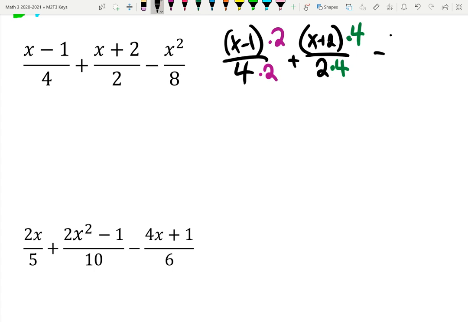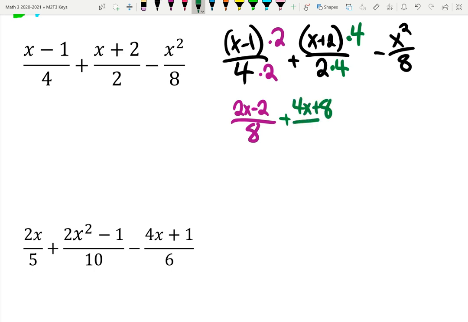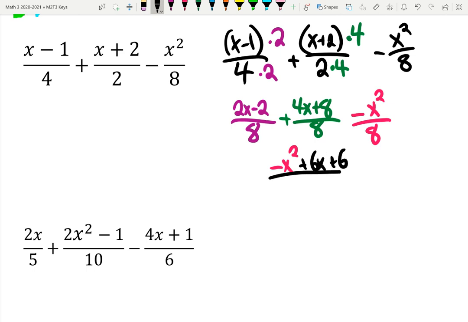And then this last guy, minus x squared over 8. I actually don't even need to change it because I'm changing the other two fractions to have a common denominator. When I distribute the 2x, it becomes 2x minus 2 over 8. This guy becomes 4x plus 8 over 8. And then I need to just make sure I distribute this negative to be here. Negative x squared over 8. When I combine it as a big fraction, it's going to be negative x squared. 2x and 4x make 6x. 8 minus 2 is 6, all over 8.